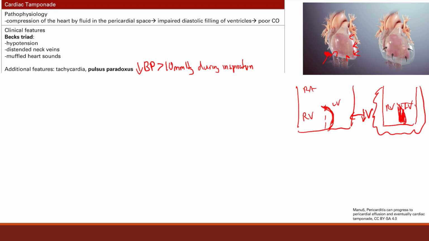Other things that can cause Pulsus Paradoxus include asthma and COPD. Those are respiratory diseases. They exaggerate inspiration. You're going to be inspiring more. You're going to have bigger inspirations. And so you're going to have that super exaggerated response of this normal phenomenon.